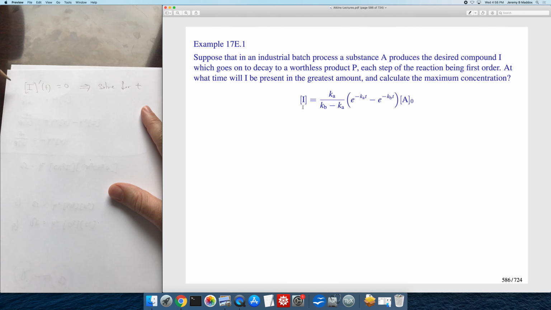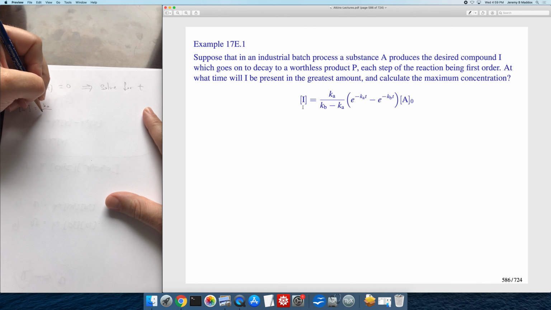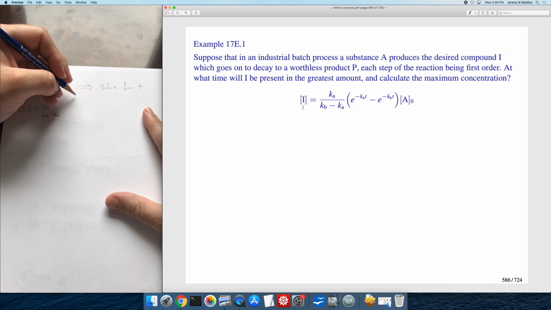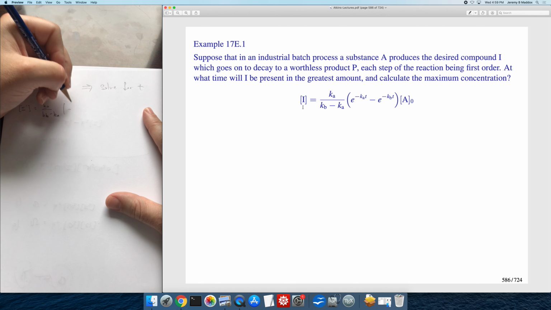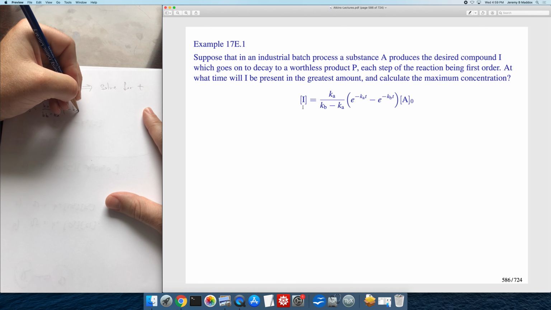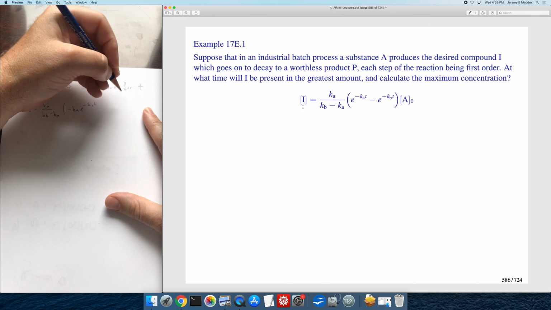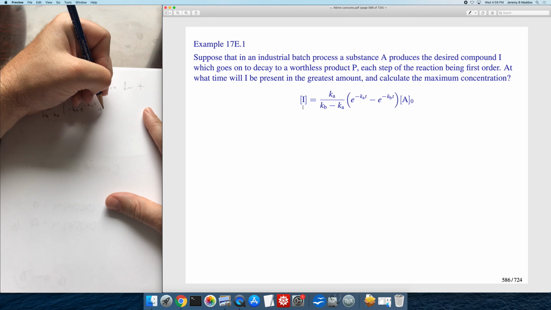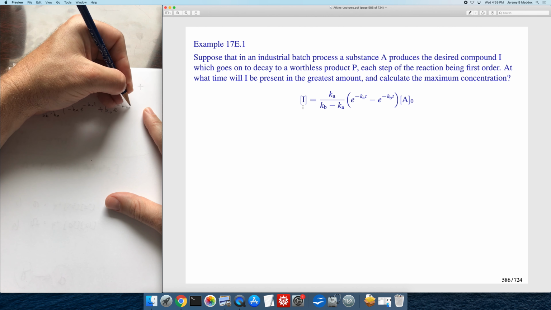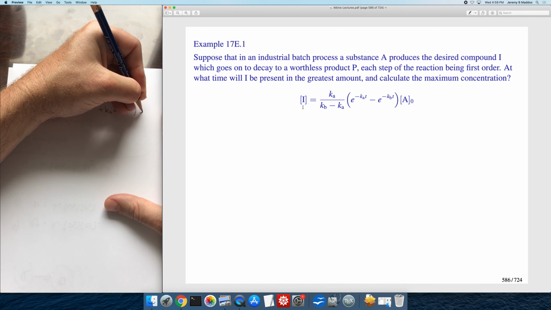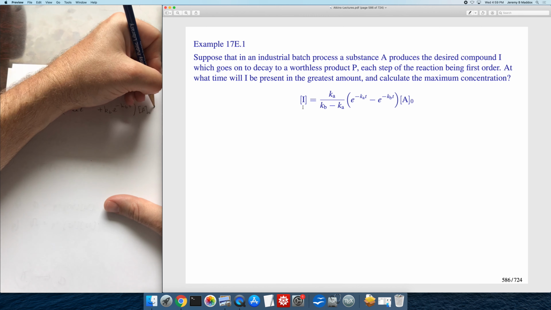Okay, so that's the concept from calculus. The rest is really details. If you just take this time derivative, you get Ka over Kb minus Ka, times the derivative of the exponents: minus Ka e to the minus Kat, plus Kb e to the minus Kbt, times A0. You're going to set that equal to 0.